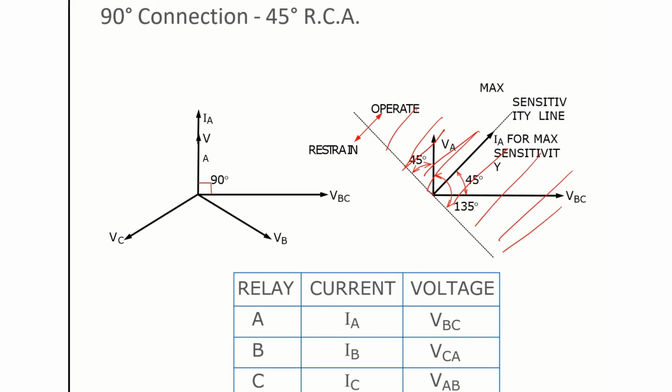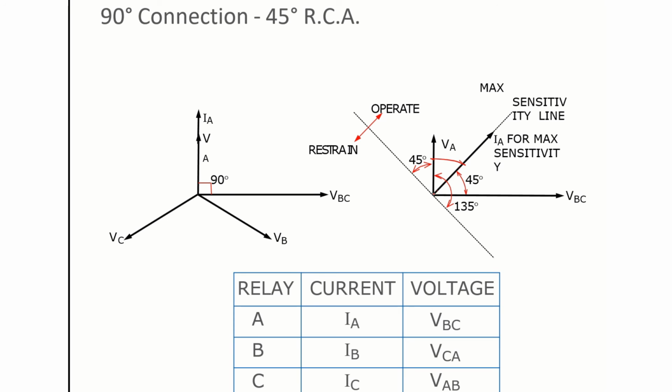So plus 90 and minus 90. In this way, now if I have drawn from here plus 90, what is this angle? If you see from here to here it is 45. So from here to here again it is 45, because from here to here the total angle is 90. This is 45, so this is 45.